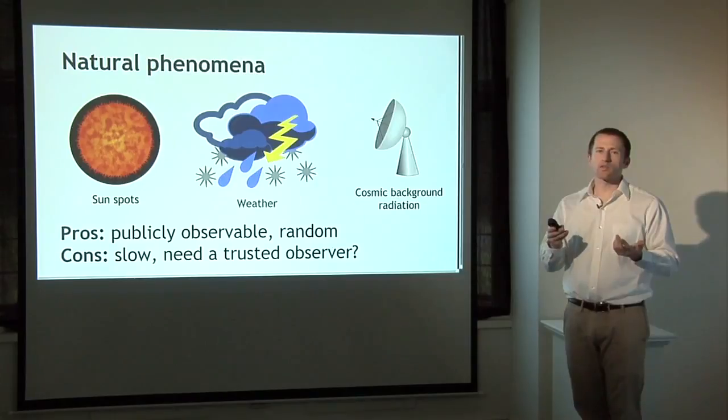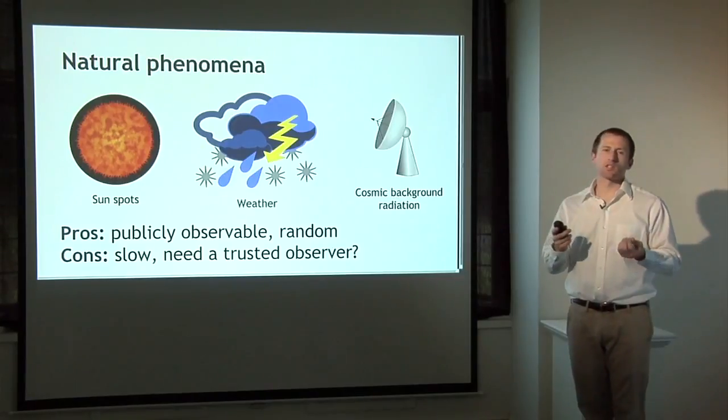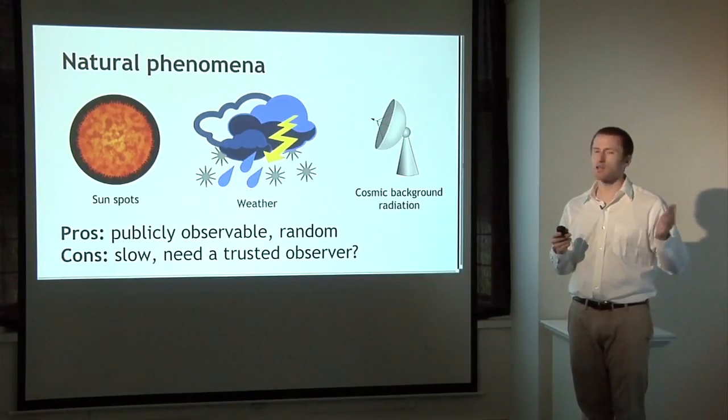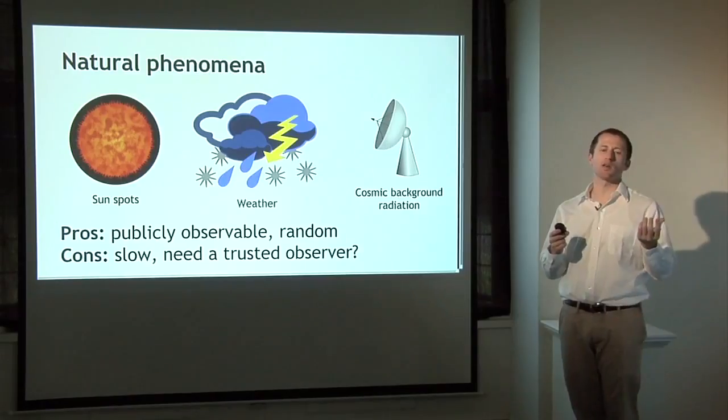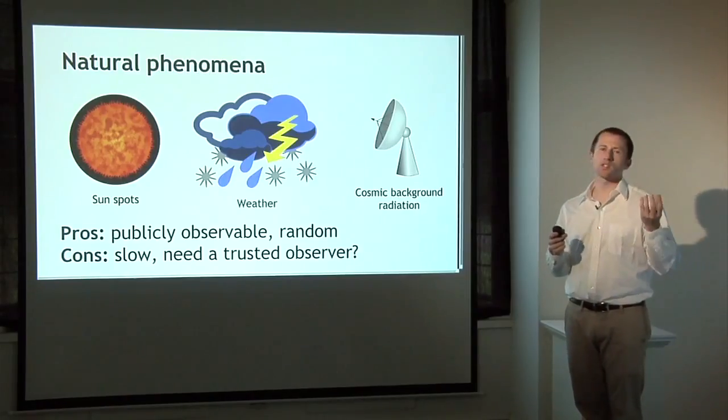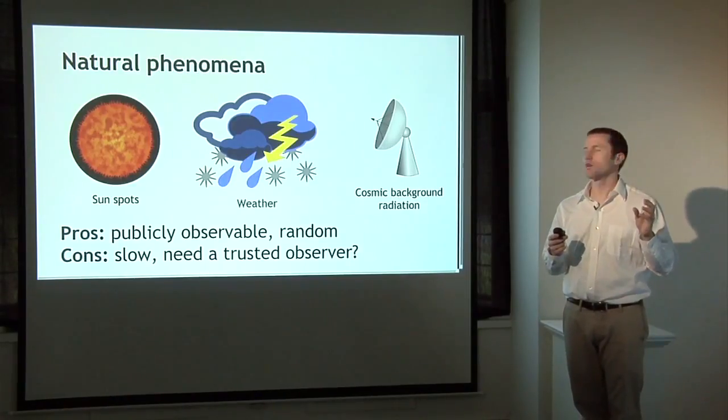The problem with these approaches is that they're fairly slow. For example, if your random signal is what the daily high temperature is going to be, you only get to read that once a day. The surface of the sun doesn't change too often.